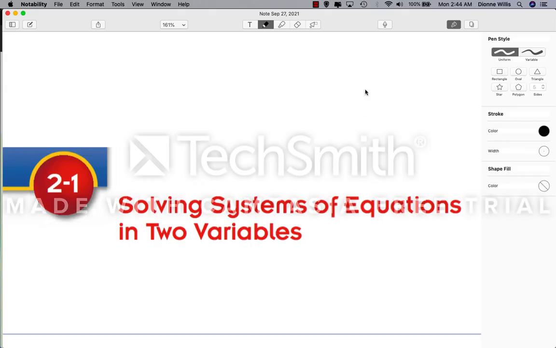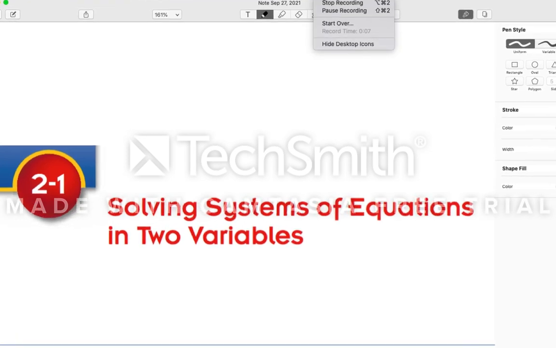Hey friends, this is pre-calculus. We are in chapter 2, where we are going to start talking about solving systems of equations in two variables.